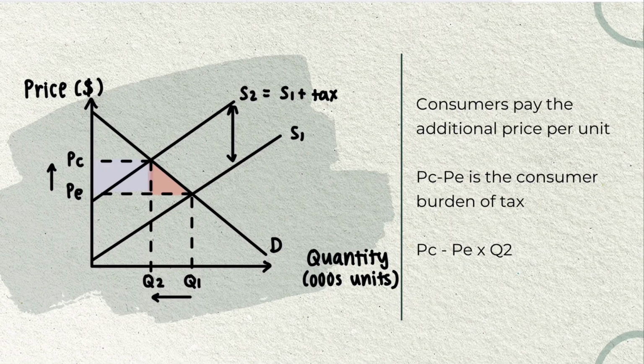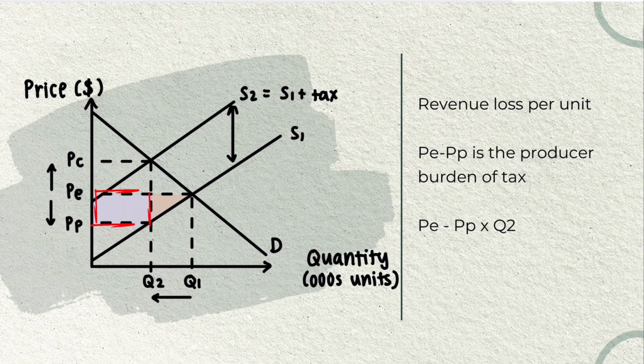As consumers are paying the additional price per unit from PE to PC, their total tax burden paid to the government is the purple area here, which is the tax per unit, which is the distance between PE and PC, multiplied by the new quantity, which is Q2. And same goes for the producer. As the producer is also paying a portion of tax, their revenue loss per unit is indicated from the distance between PE and PP. And if we multiply this by the new quantity of Q2, this is the total tax burden paid for by the producers. And this is the purple box shaded in here.